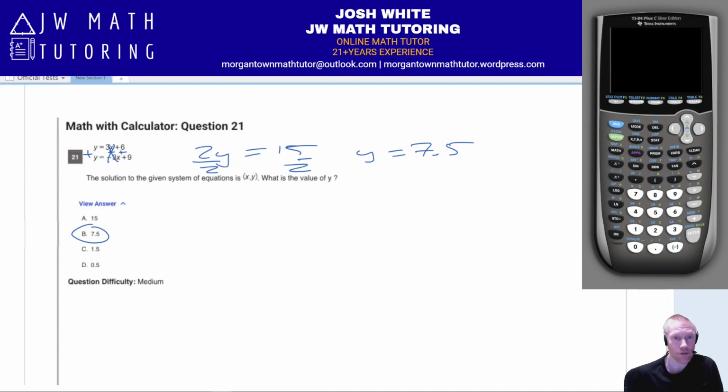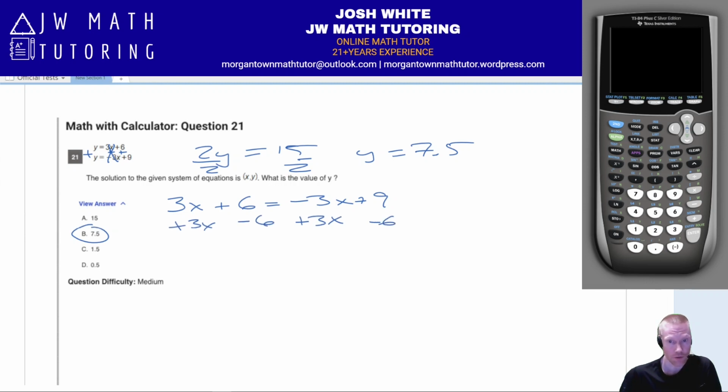Now, an alternate way you could do this, if you noticed that they're both equal to y, like maybe you were taught, is that you would set each of them equal to each other, and then go ahead and solve it out. And you could do that. It's just going to be more work, and I'm just going to demonstrate it right here.